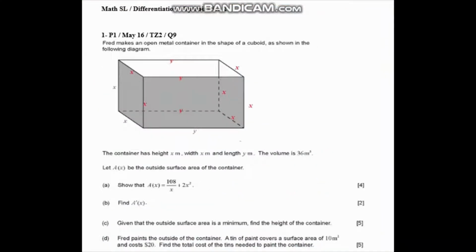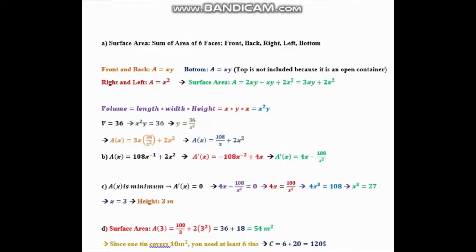In question C, we are required to find the height of the container, or the value of x that shall make the surface area minimum. This is found by setting A dash of x to 0 and solving. So I shall set this green expression to 0, do some algebra and solve. This gives me that x equals 3, or the height is 3 meters.